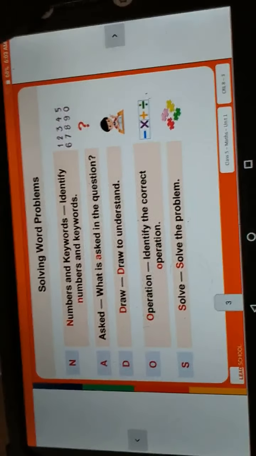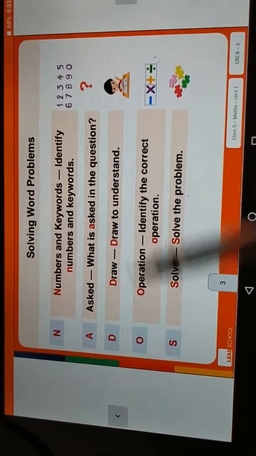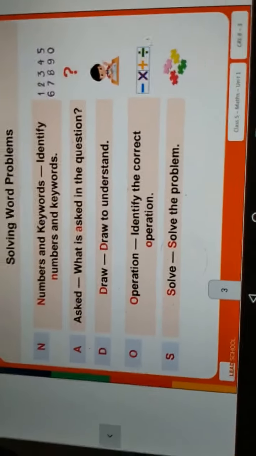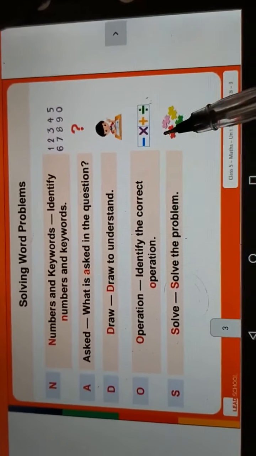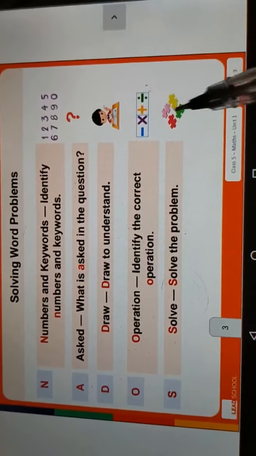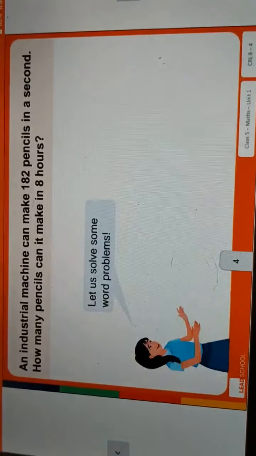Second one is the ask. We have to ask what is the ask in the question. Third one is a draw. We have to draw to understand. Then operation, that means identify the correct operation, which operation we will use: addition, subtraction or multiplication. And last, we have to solve the problem.